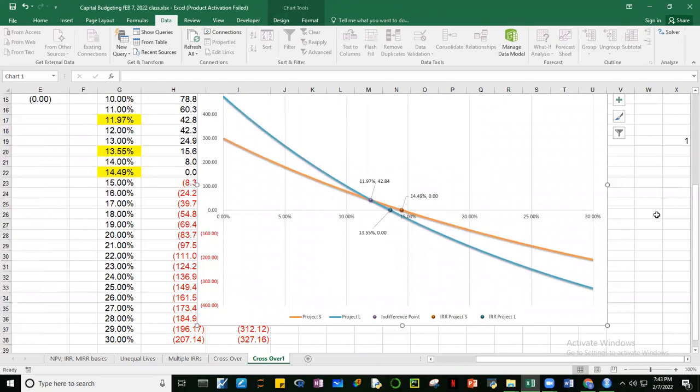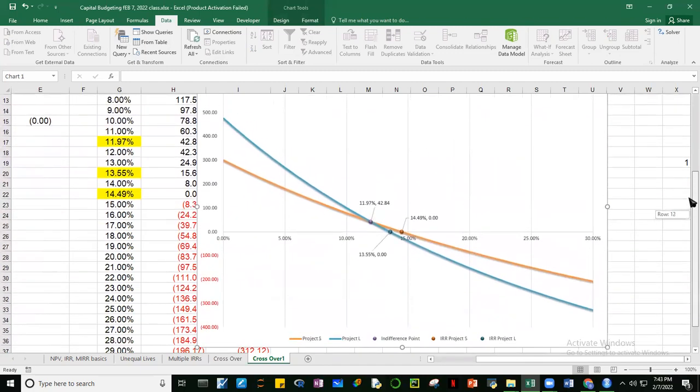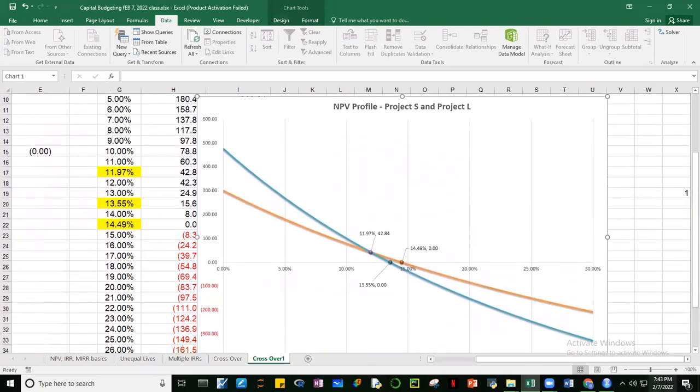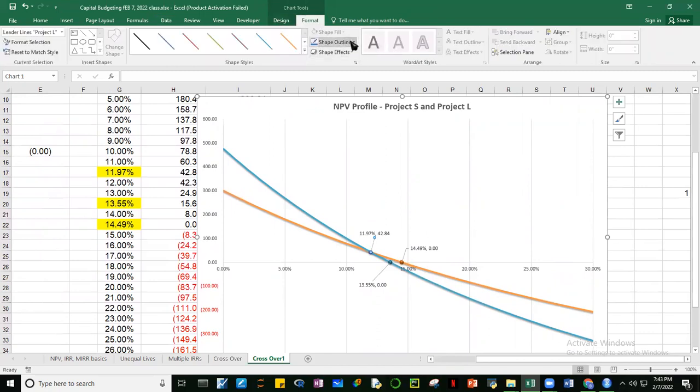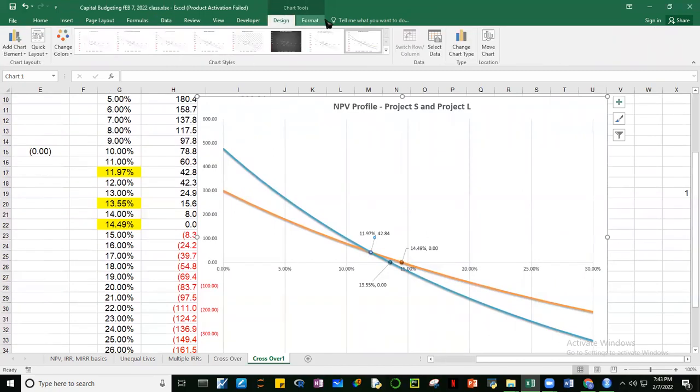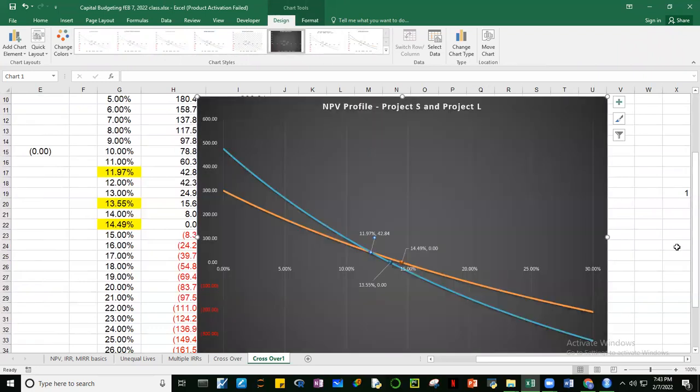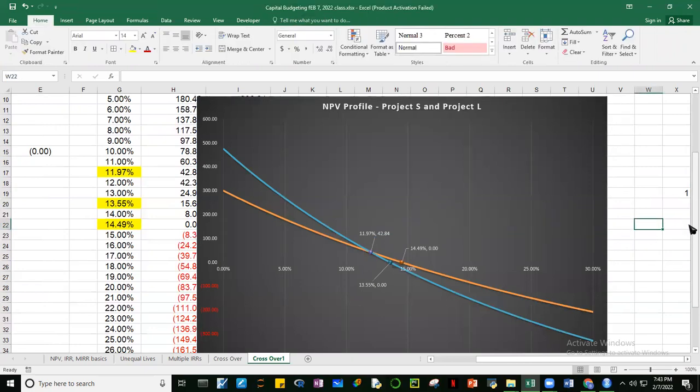It's your exercise to plot this. I'm just discussing this now in the interest of time. So this is Project L, the blue one. This is the indifference point, where they intersect, right? They intersect there. Let's see if it looks better this way. Okay, yes, that's better. You can see it more clearly.